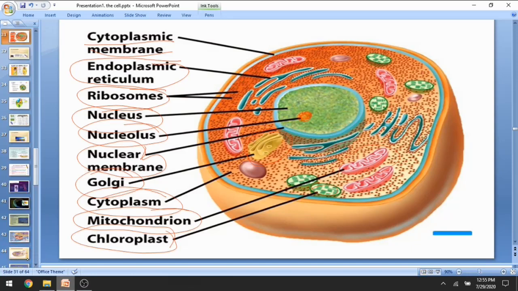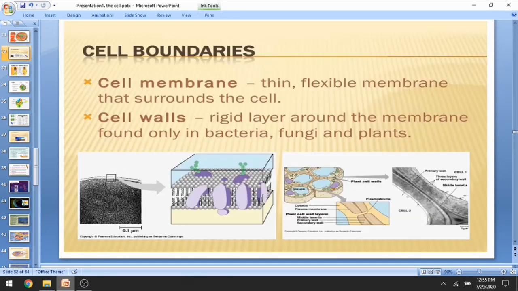Now let us move to discuss different organelles. I told you the 3 basic parts of the cell. What are they? They are cell boundaries, cytoplasm, and nucleus. Let us talk about these 3 parts in detail. Cell boundary.